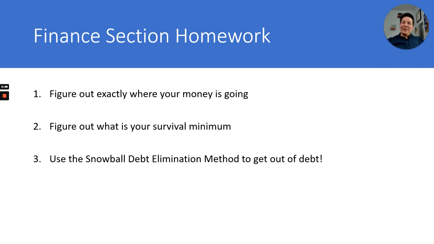Now that we have reached the end of this section, here are the expectations. Before you move on, figure out where your money is going. Remember, you need facts, not guesses. Then, figure out your current survival minimum. And lastly, start using the snowball debt elimination method to get rid of your debts and increase the difference between your income and your survival minimum. Because this is how you overcome that mindset of, I can't afford to lose my job. This is how you become the master of your career.